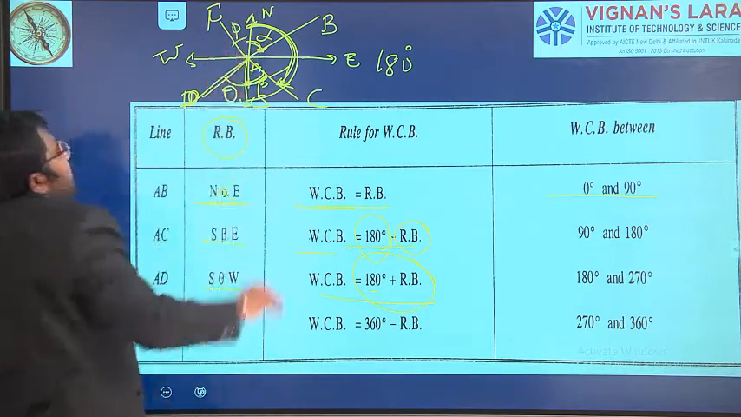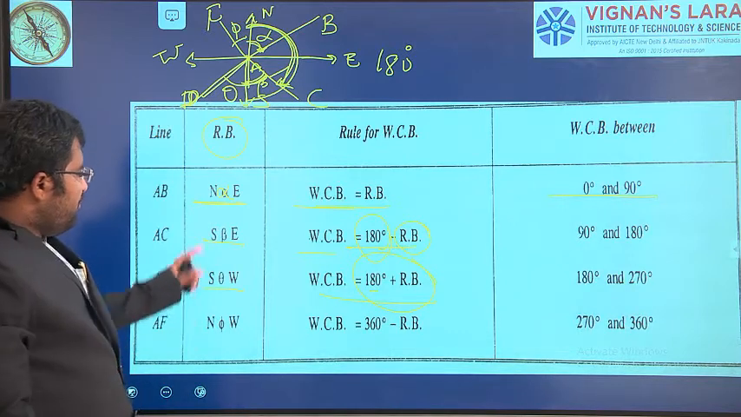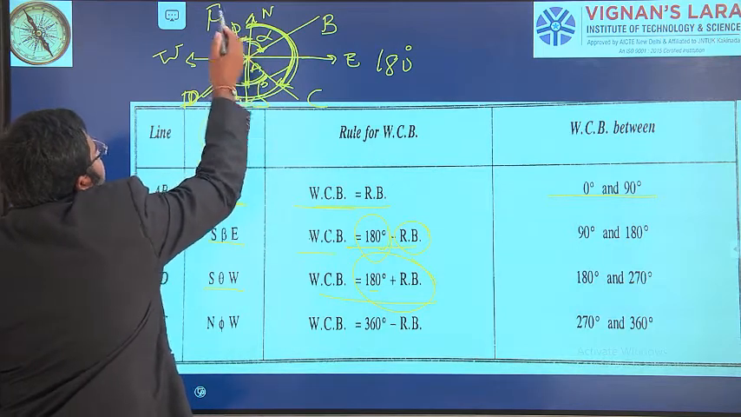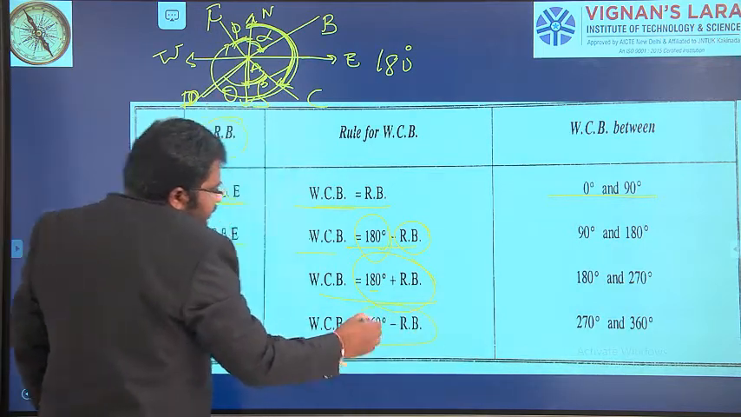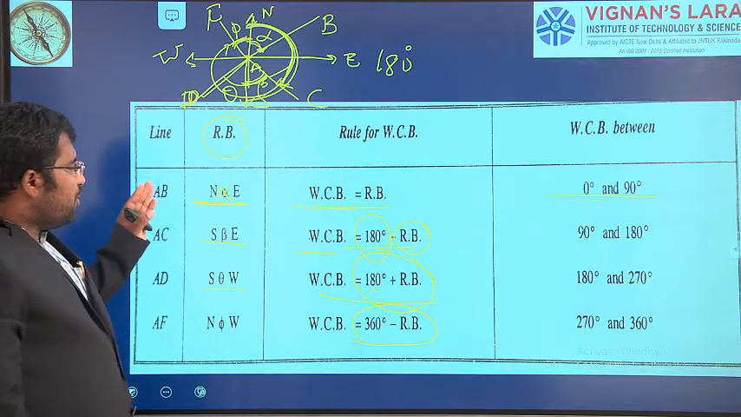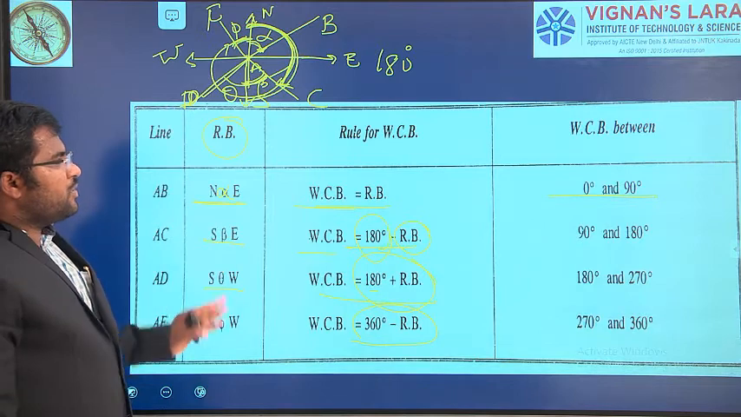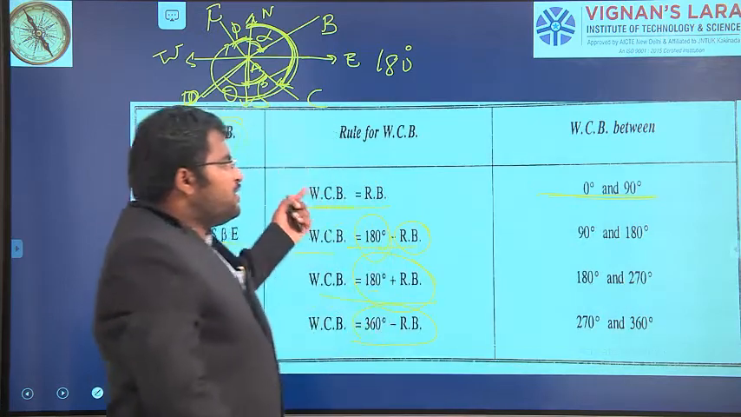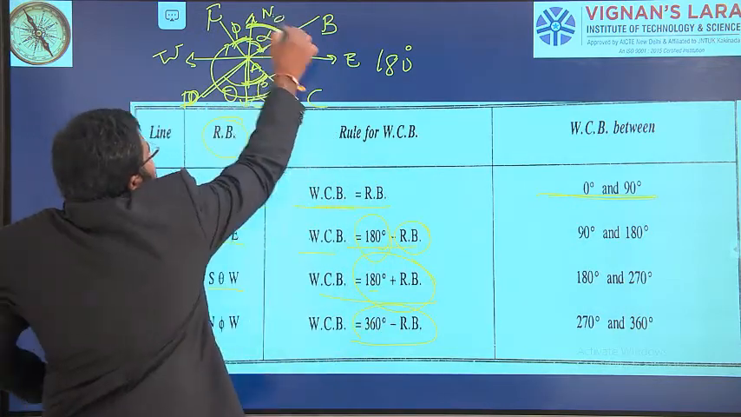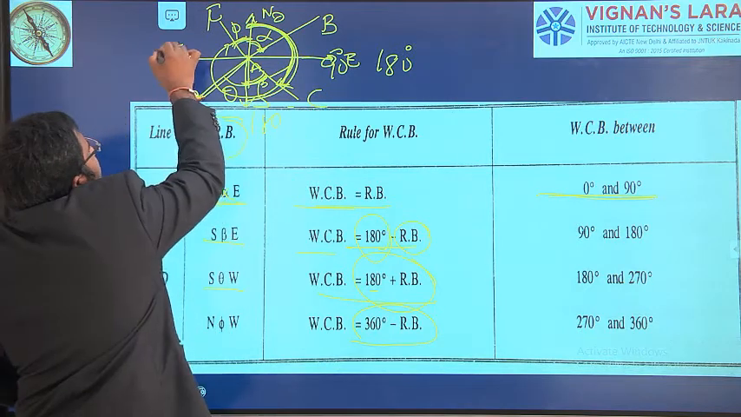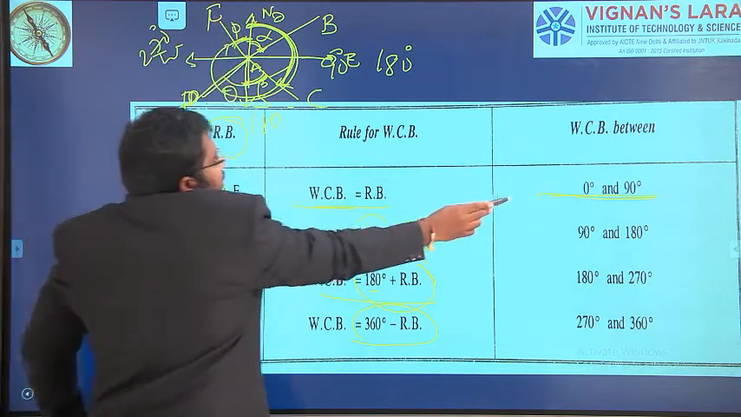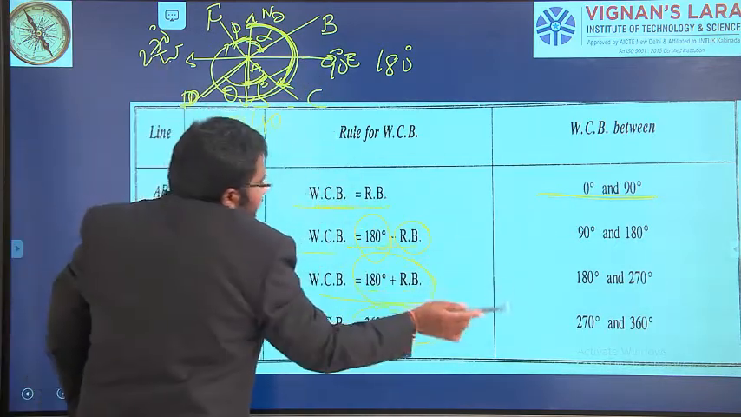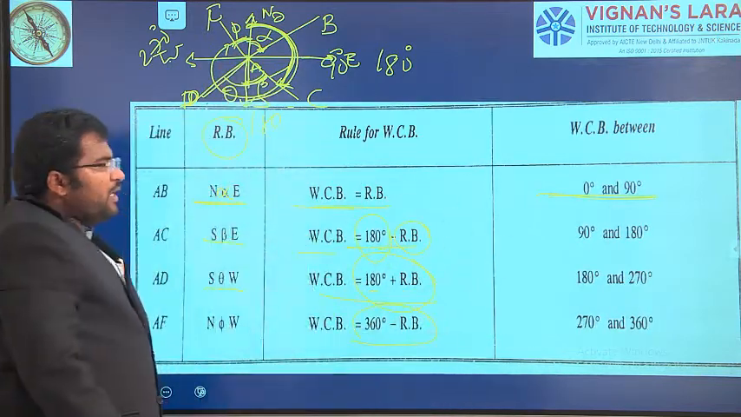From north it is angle of phi. Now if you want to get that value, you have to deduct this value from 360. That's why 360 minus RB. Okay. So you just note down this table and see how it is working. In the whole circle bearing, 0 to 90 is the first quadrant, 90 to 180 the second, 180 to 270 the third, and 270 to 360 the fourth. Okay, like this we will see.